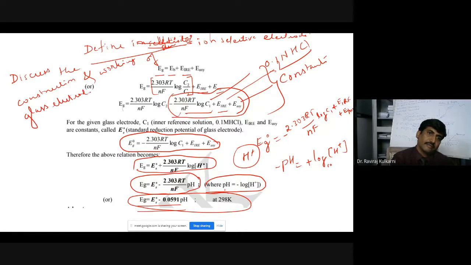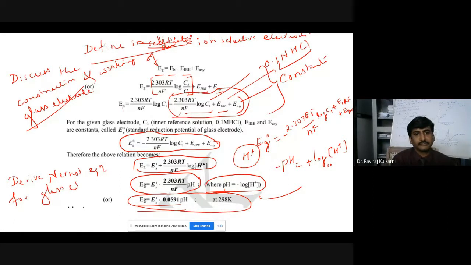Then you have to do this. Up to here you have to derive, or they may ask you one more question. Instead of this, they may ask: derive Nernst equation for glass electrode. So in all the three cases, they may ask you to discuss the construction and working, or the Nernst equation for glass electrode. In these two cases, you have to derive up to here.